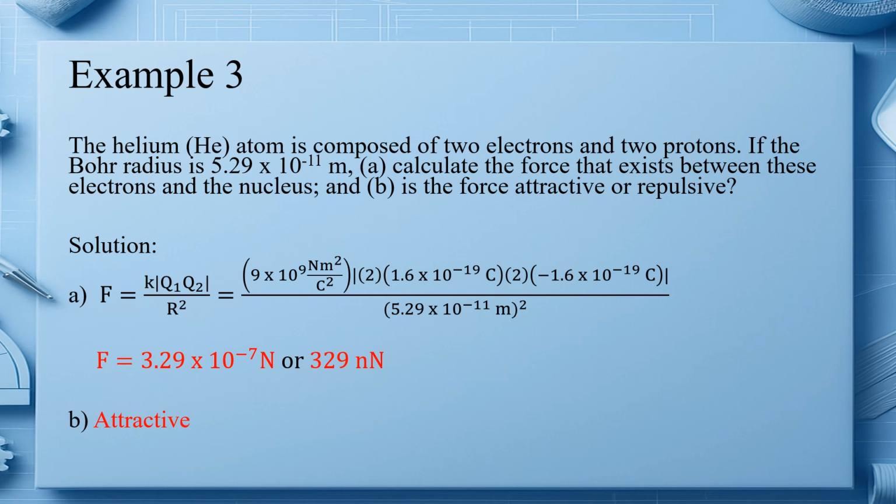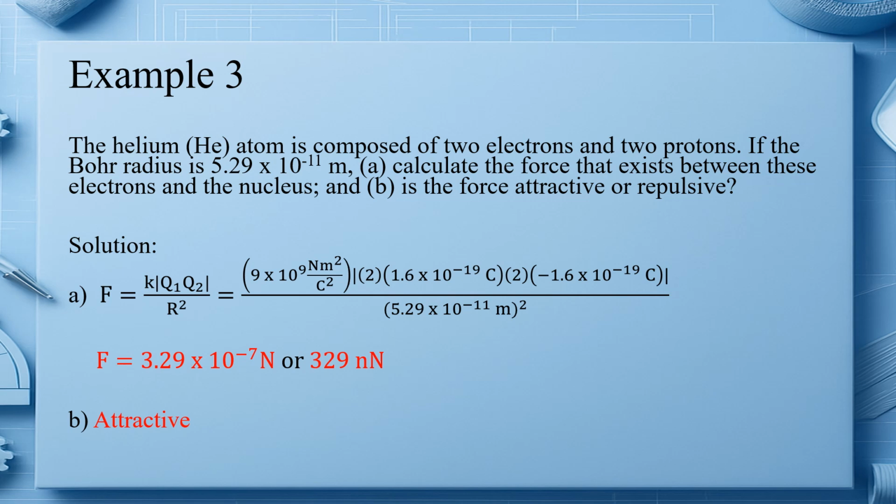So for the solution, we have 9 times 10 raised to 9 Newton meter squared per coulomb squared over the absolute value of 2 times 1.6 times 10 raised to negative 19 coulomb times 2 times negative 1.6 times 10 raised to negative 19 coulomb over 5.29 times 10 raised to negative 11 meter. So it is squared.